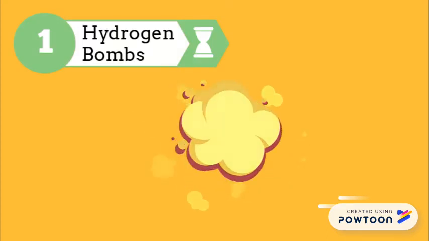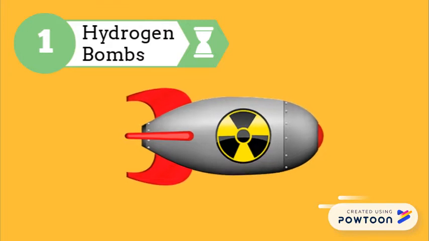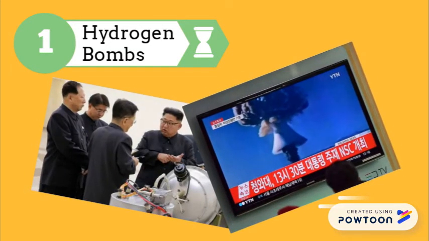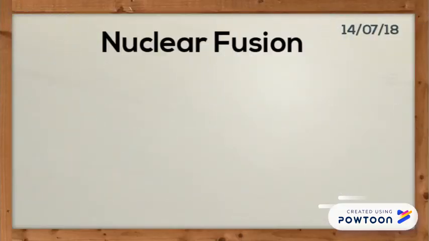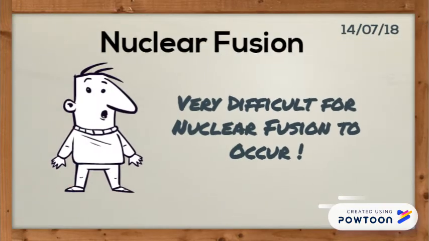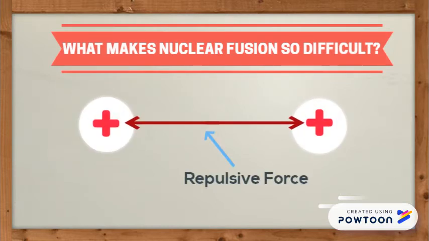Firstly, nuclear fusion occurs in hydrogen bombs. I'm pretty sure all of you are used to these bombs as North Korea has claimed to run some tests on them. But why do people doubt North Korea's claim? This is because it is very difficult for nuclear fusion to occur. But why? This is due to the strong forces of repulsion between the positive charges in the two nuclei.